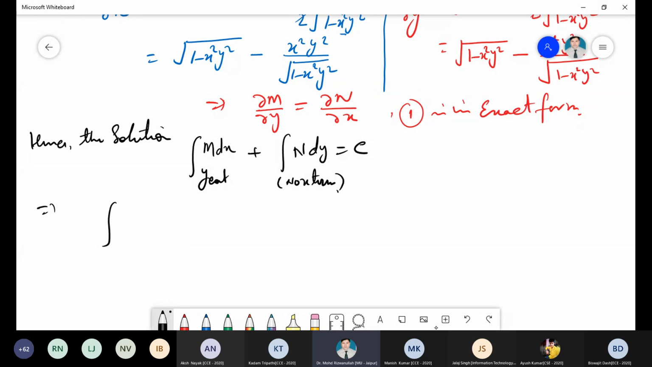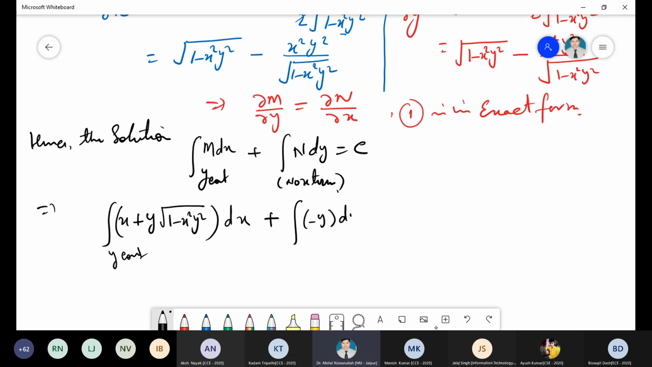M is what? This is x plus y square root of 1 minus x square y square, and then this is dx. X plus y square root of 1 minus x square y square dx, and then plus here y is constant. Then there is no term of x in n. So what is the term here? Yes, minus y. Simply minus y dy equal to c. Correct.